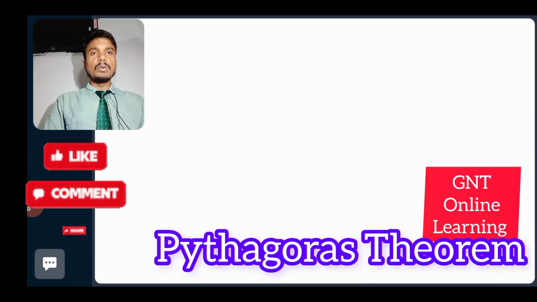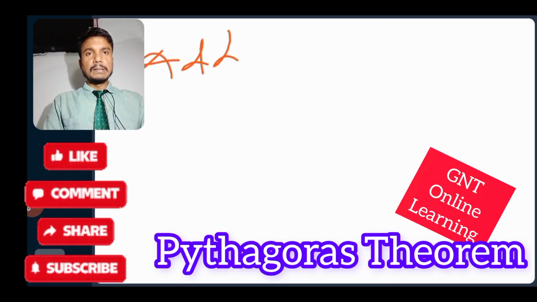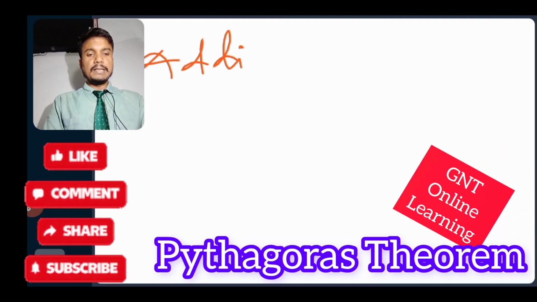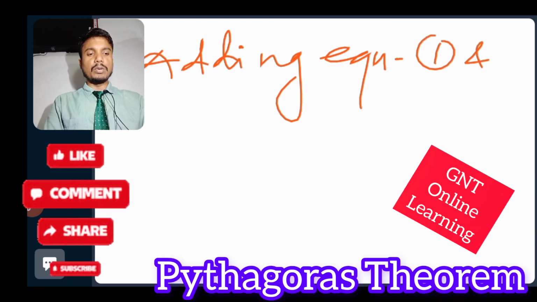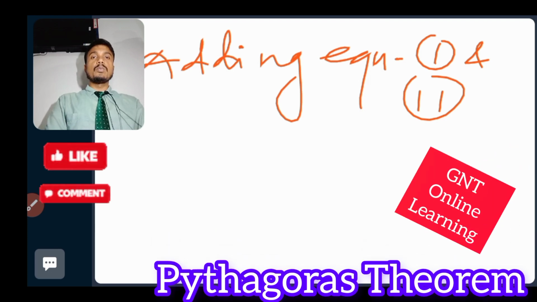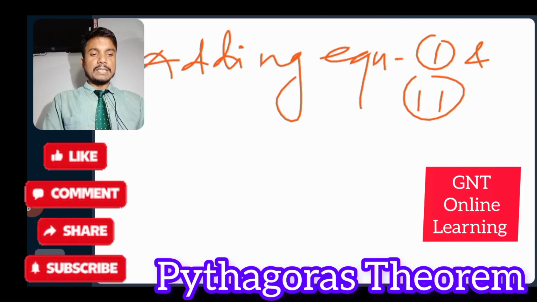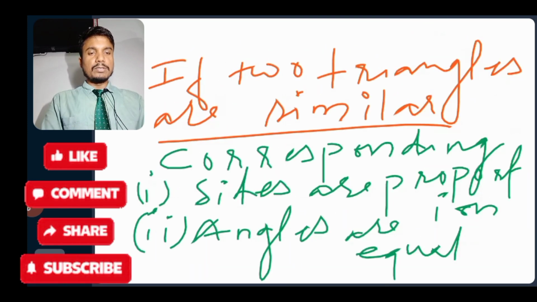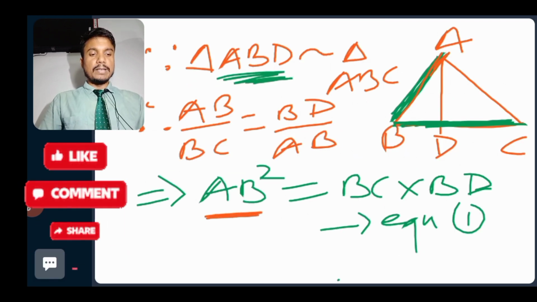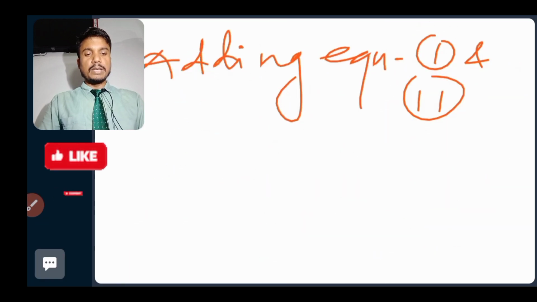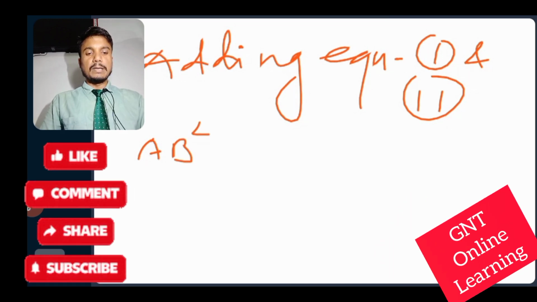Now what I'll do here is add the equations. Adding equation 1 and 2, what are we going to get? In the LHS part of equation 1, we have got AB square. So I'll write here AB square.